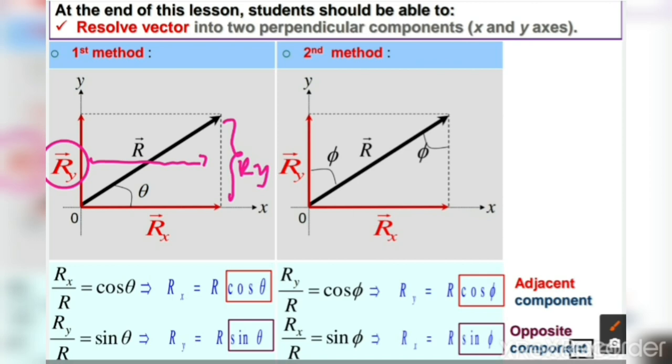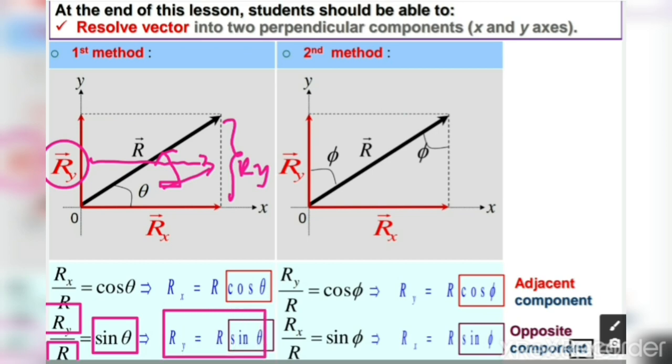So when we refer to sin theta, which is opposite component divided by hypotenuse component, we get sin theta equal to Ry divided by vector R. So making Ry the subject, we have Ry equal to vector R sin theta.